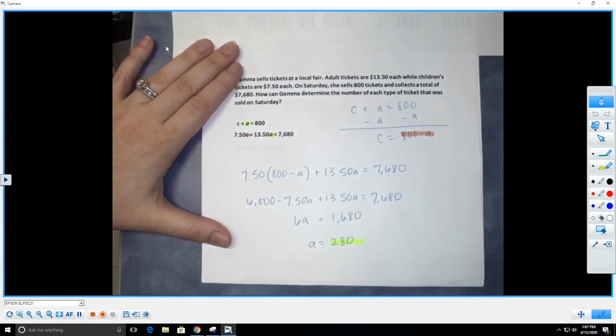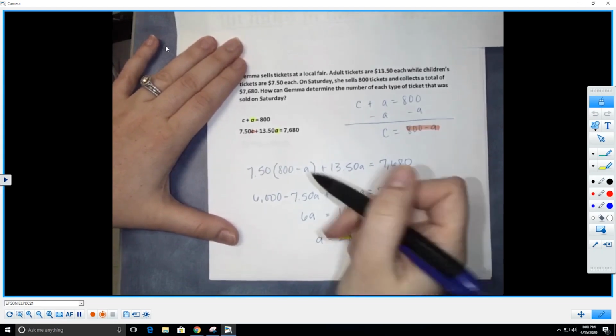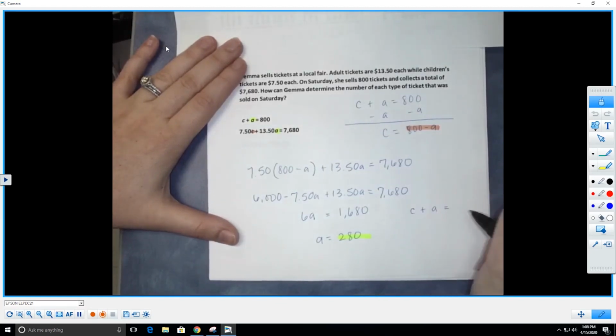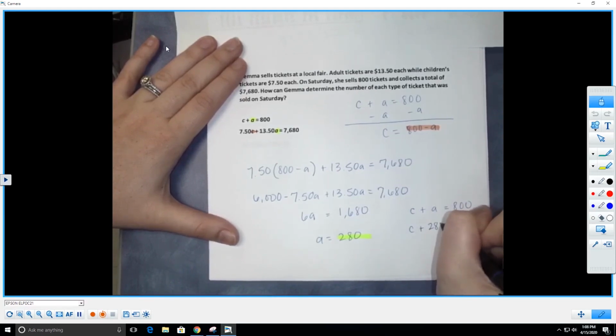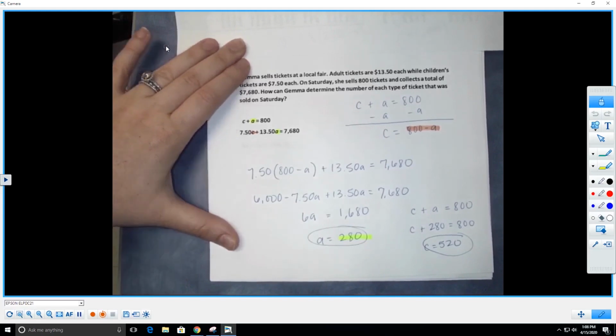I typically choose the smaller equation, the one that's the least amount of work, so I can get my work done quickly. So I'm going to use this equation here. I'm going to rewrite C plus A equals 800. So C plus 280 equals 800. And using this, I know that C is equal to 520. So now we can determine that there were 520 children's tickets sold and 280 adult tickets sold on Saturday.